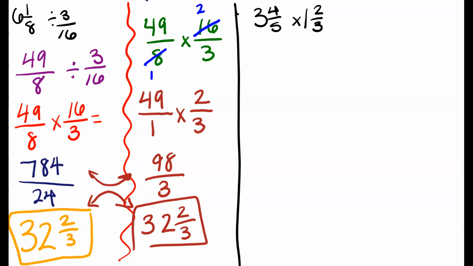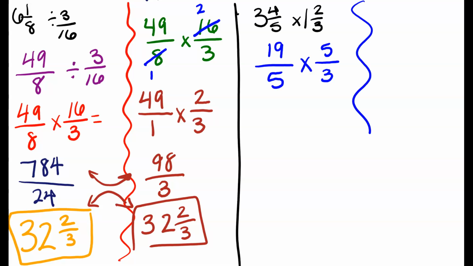First thing I have to do is change my mixed numbers to be fractions greater than 1. 3 4/5 is 3 groups of 5 plus 4, so 19 over 5. Times 1 2/3, which is 1 group of 3 plus 2, or 5/3. Again, we can do this problem one of two ways, and I will draw the squiggle to show. I can do multiply straight across.